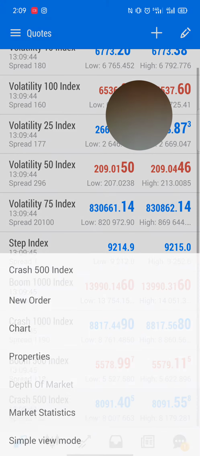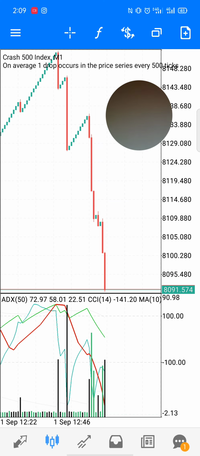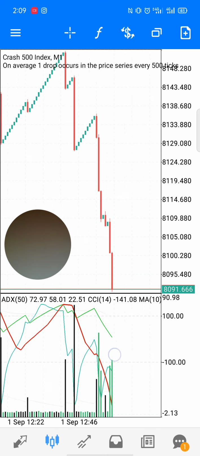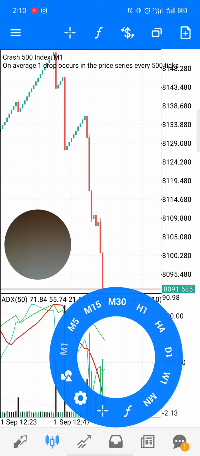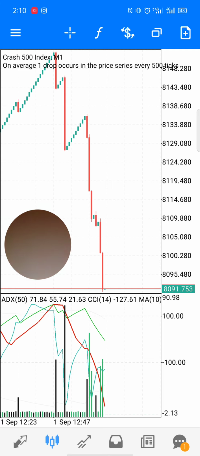Okay, let's check out Crash 500. For Crash 500, let's see how the strategy works. Look, Crash 500, guys. You can see 1 minute time frame. It crossed above, it spikes.